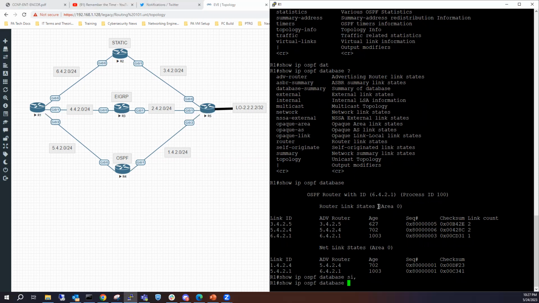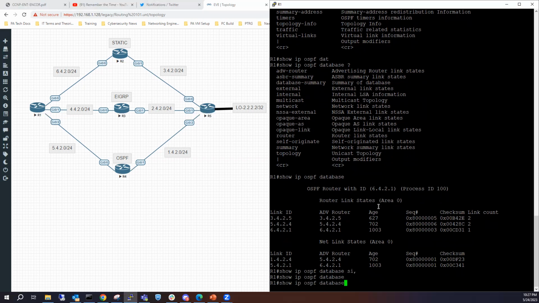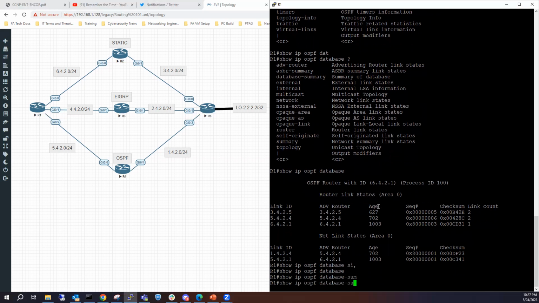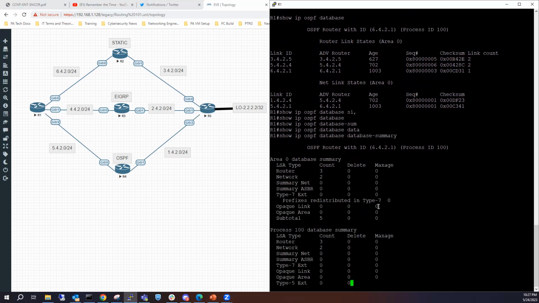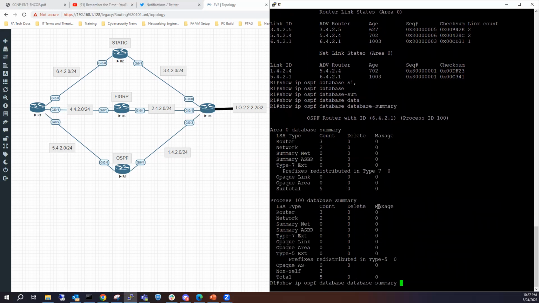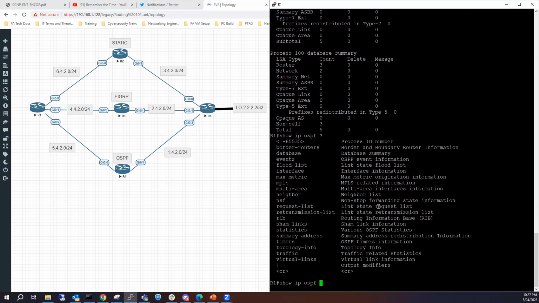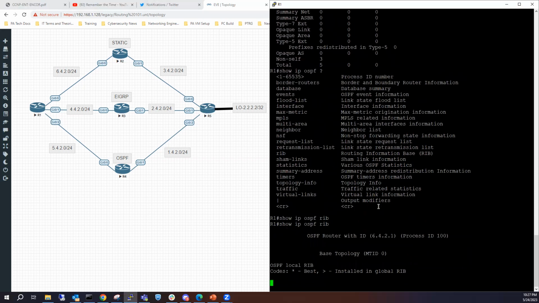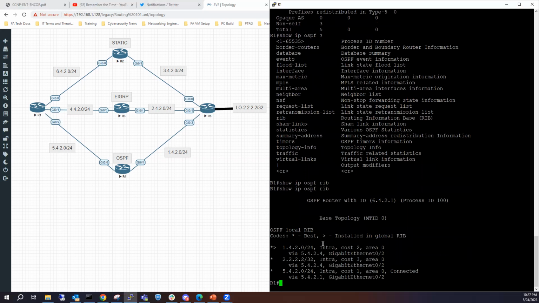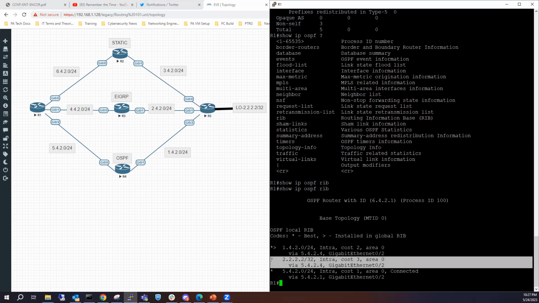Nope, that's not what I'm looking for. Give me 1 second, guys. I love using the question mark. And we are looking for, there we go. Show IP OSPF. It's been a while. So we also see that OSPF knows how to get there.